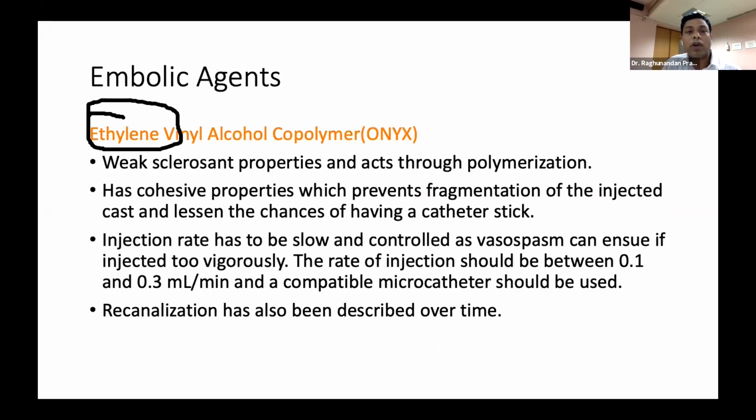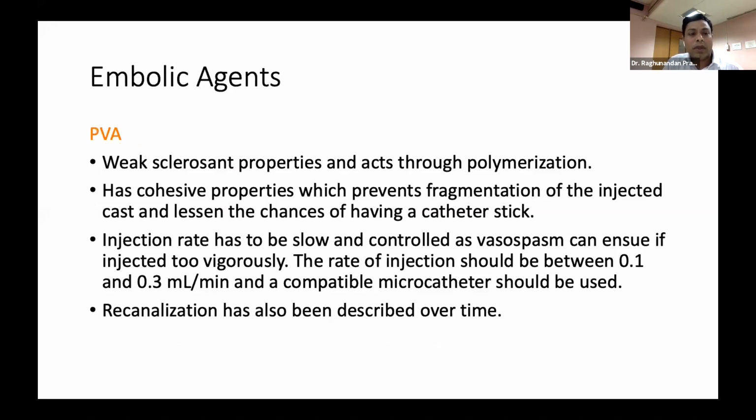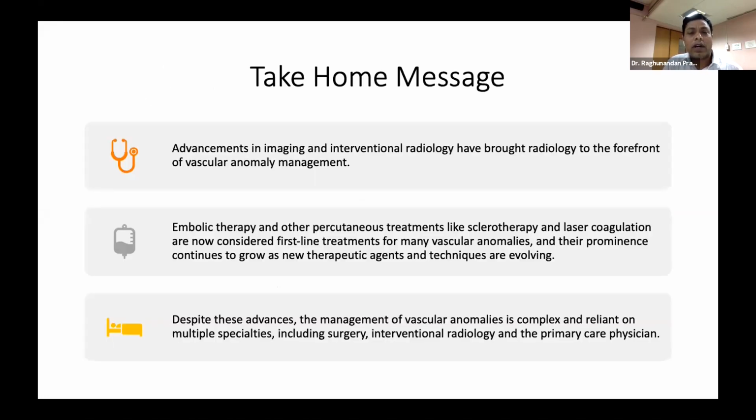Onyx is slow in polymerization, so it gives you better control if the lesion is quite large and has a huge number of feeders. Then Onyx works well. PVA sometimes might be required.